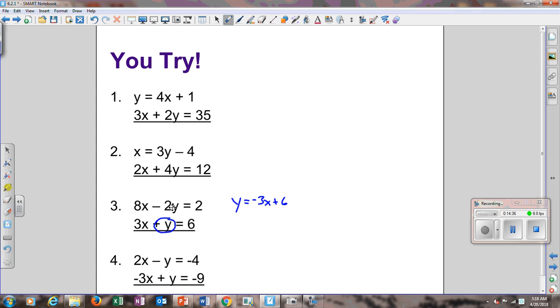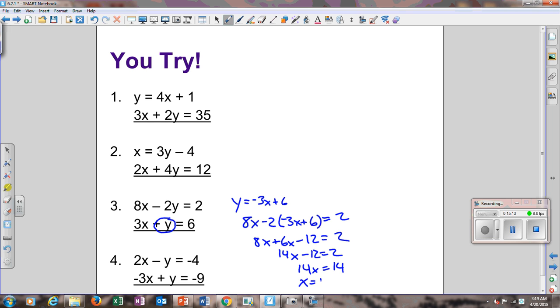Now you plug that into the top equation. So we give you 8x minus 2 times negative 3x plus 6 equals 2. I'll distribute the negative 2. 8x plus 6x minus 12 equals 2. Get 14x minus 12 equals 2. Add the 12 over, you get 14x equals 14. Divide by 14, x equals 1.